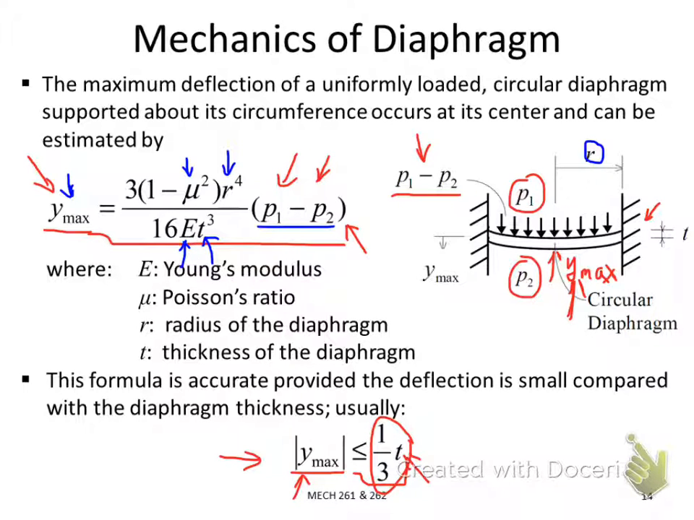My requirement here for the mechanics of the diaphragm is basically that you need to know how to use this formula. I don't require you to memorize it, but you need to know how to use it, and you need to know which parameter is which physical quantity. Also, you need to understand this is the small deformation condition. In order for this equation to be accurate, you need to satisfy this condition.